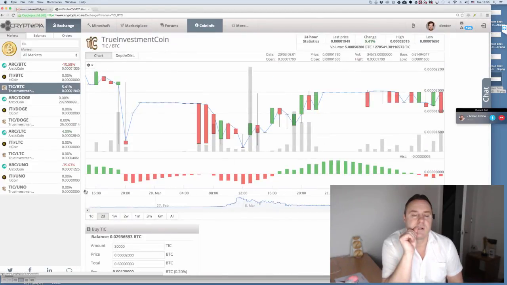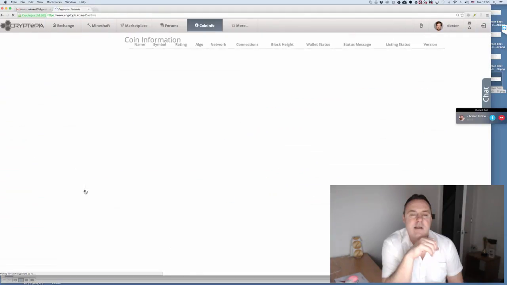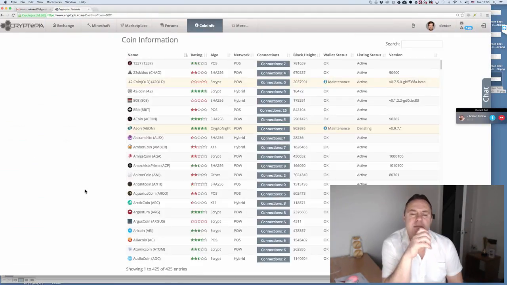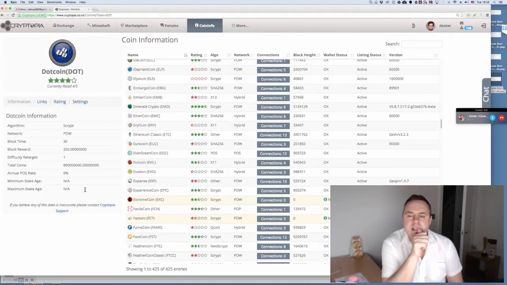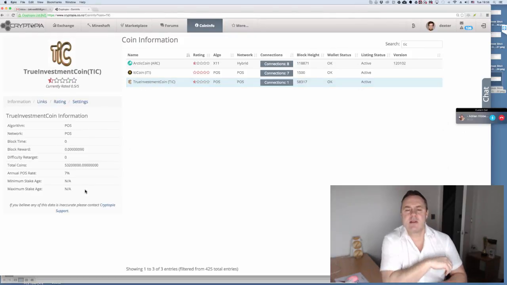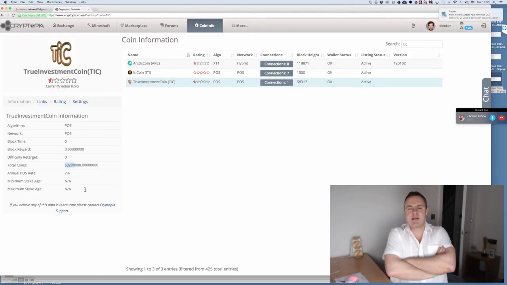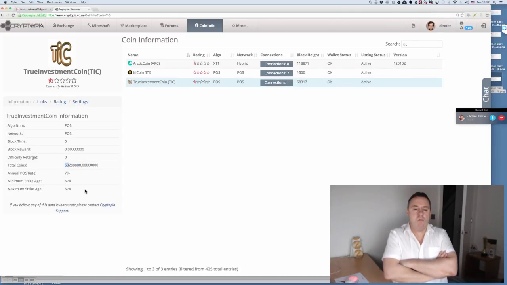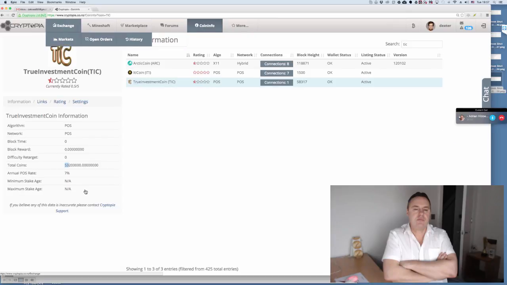It's a smart trick. Look at this. A smart trick, because a trick is because they... What do you mean? It's a scam then, is it? It's a trick. It's a scam, you mean? I don't know. Scam, trick, that doesn't matter. Because they have 53 million ticks, true investment coin now.